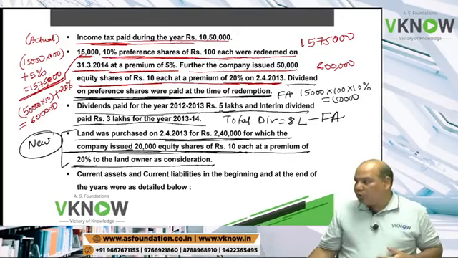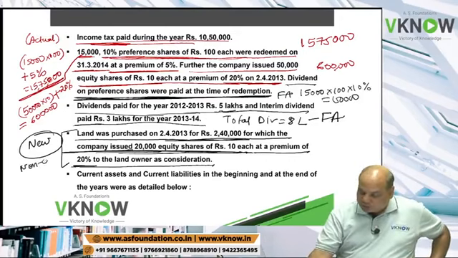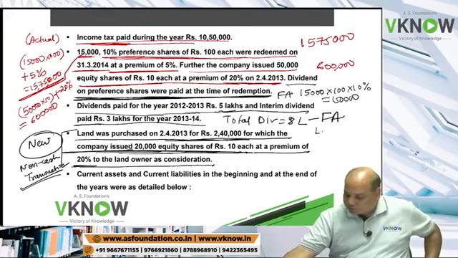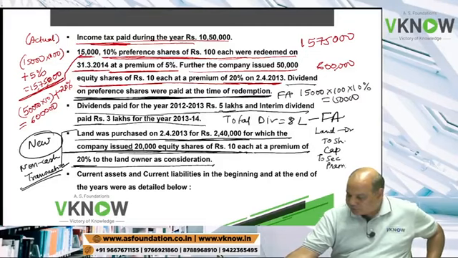So what is new about it? The new thing is that it is a non-cash transaction. Land was acquired and shares were issued. So land account debit, to share capital, to securities premium. But where is the cash?